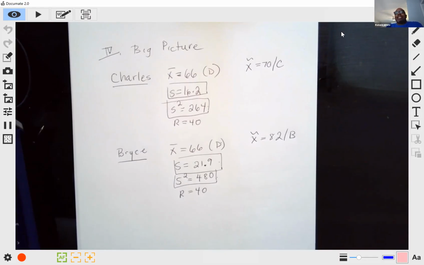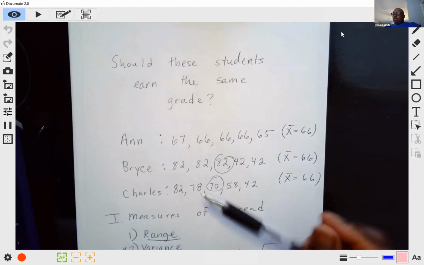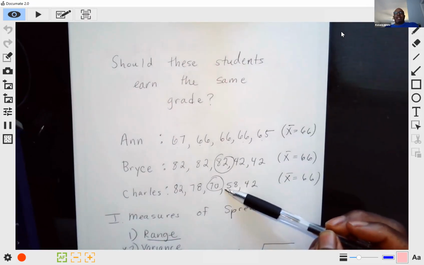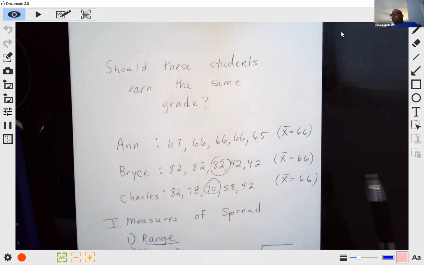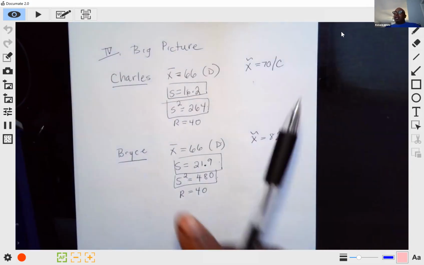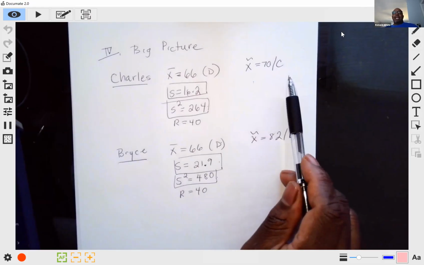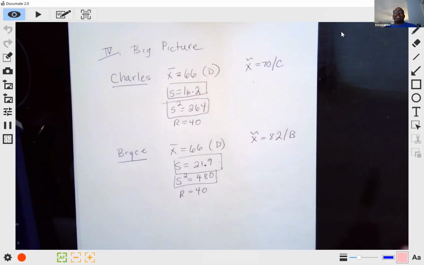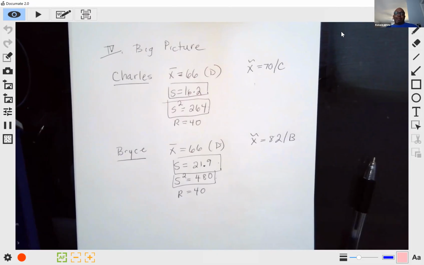To decide what grade they should get, we should look at another measure of center. We'll say, in this case, the median, because we learned last class that the median is a resistant statistic. The middle value for Bryce was 82, and for Charles it was a 70. That's the median. Let's say that a 70 is a C and an 82 is a B. The point is they should not all receive the same grade.